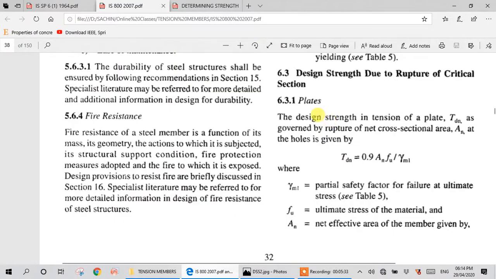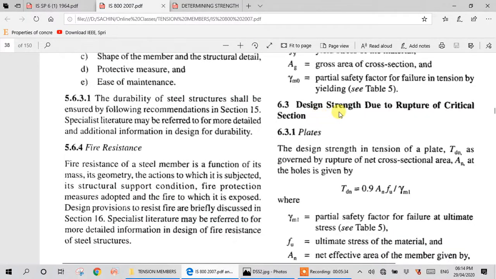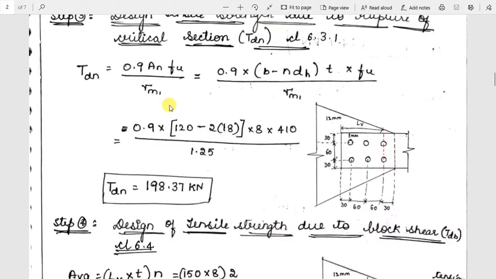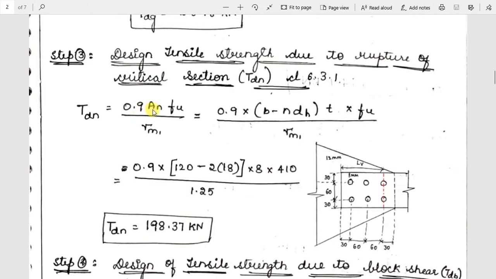You can see here in the code book, the design strength due to rupture of critical section. The tension member used here is a plate, so you have to use this particular formula. Using this formula, 0.9 into An, where An is nothing but (B minus n into DH) into T. We are not going for staggered pitching, so you will not be using the staggered pitching term here. So An will be just (B minus n into DH) into T.